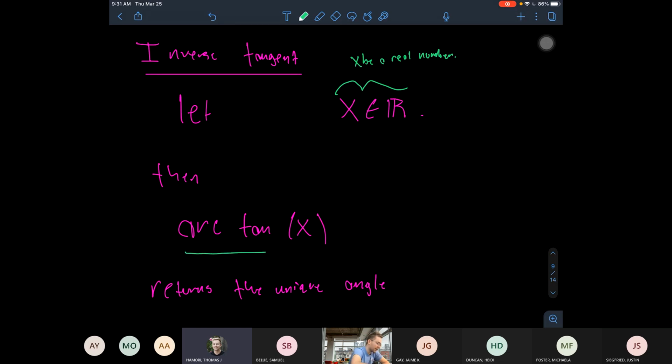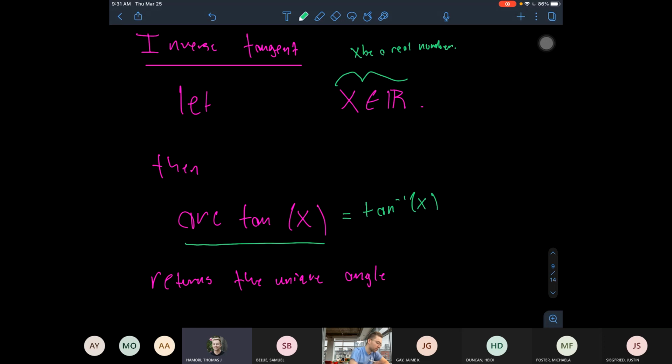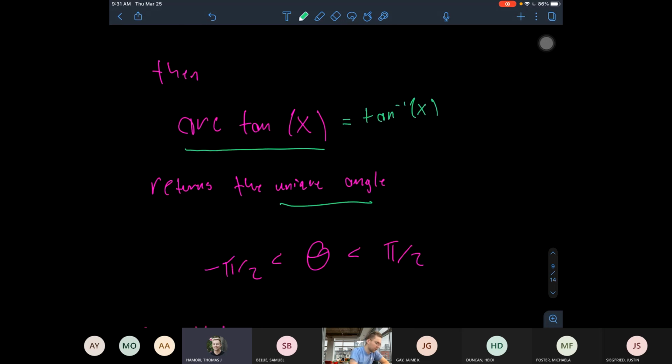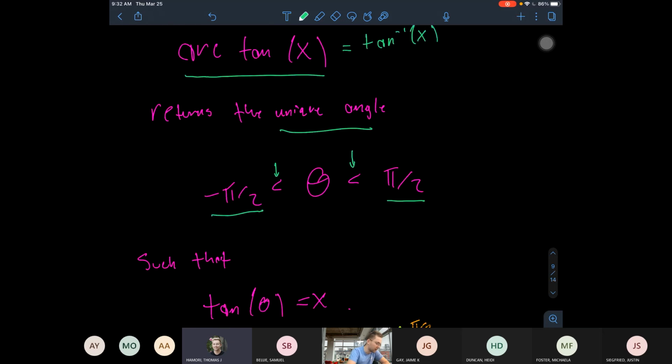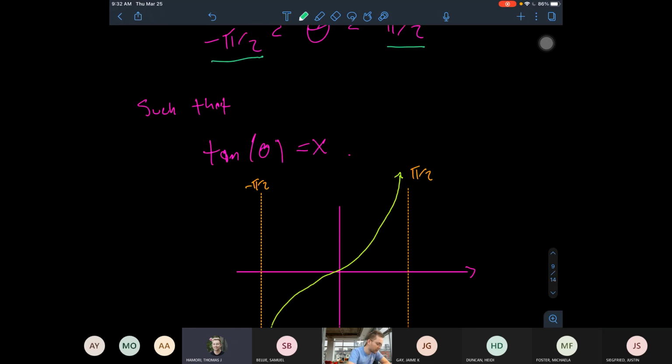Then, arc tangent of x, which is the same thing as tan inverse of x, returns the unique angle between negative pi over 2 and pi over 2. And this time we're using less than and greater than signs, so no equality here. Okay, so the angle will be between negative pi over 2 and pi over 2. So we're thinking about the right half of the unit circle again, such that tangent theta is equal to x.